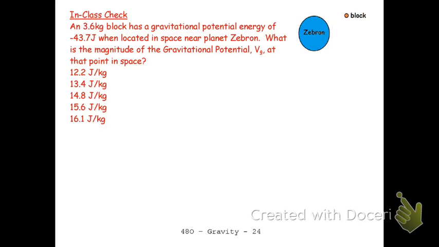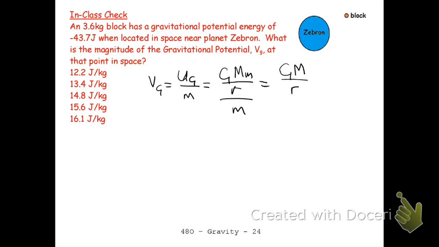A 3.6 kilogram block has a gravitational potential energy of that when located in space near planet Zebulon. What is the magnitude of the gravitational potential? Gravitational potential is equal to gravitational potential energy, U_G over my little mass, which equals big G, big M, little m over R divided by little m, which equals big G, big M over R. So now let's see what I have.